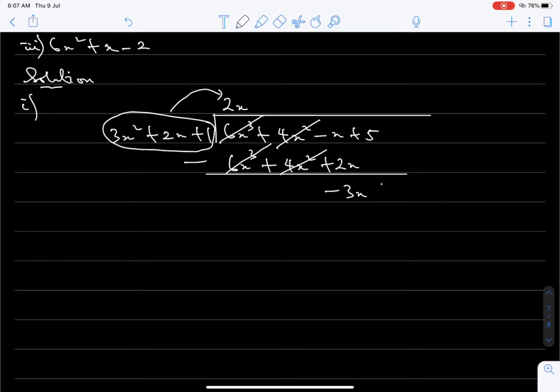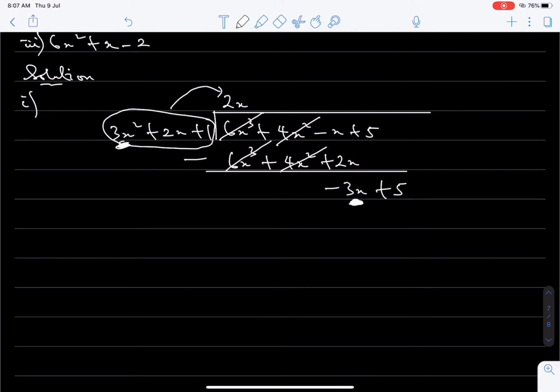And now we bring down the next term of the dividend, which is 5. And then we check again. Here, the degree of the first term is less than that of this, so we can't divide further. Before you divide, what you are dividing must be of the same degree as what you are dividing it by, or of a greater degree. So here, minus 3x has a degree that is less than that of 3x squared. So we can't divide further, and we just stop there.